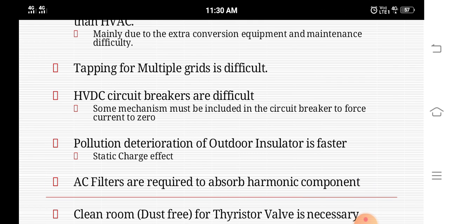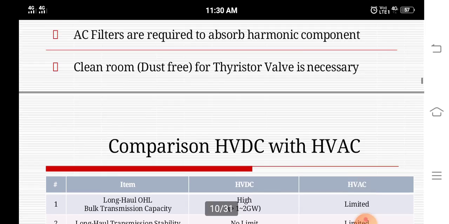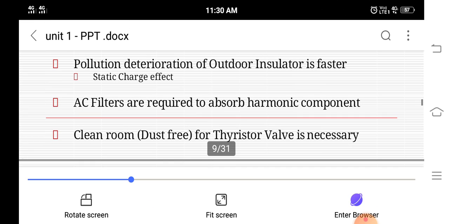Finally, high voltage DC circuit breakers are difficult to build because some mechanism must be included in the circuit breaker to force current to zero. Otherwise, arcing and contact wear would be too great to allow reliable switching.